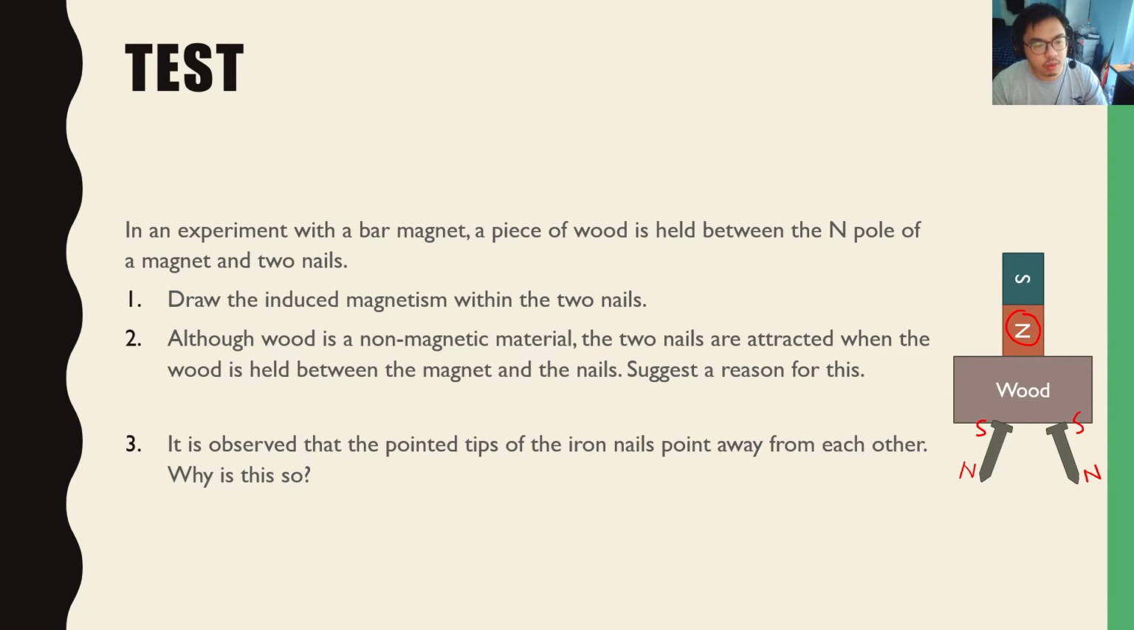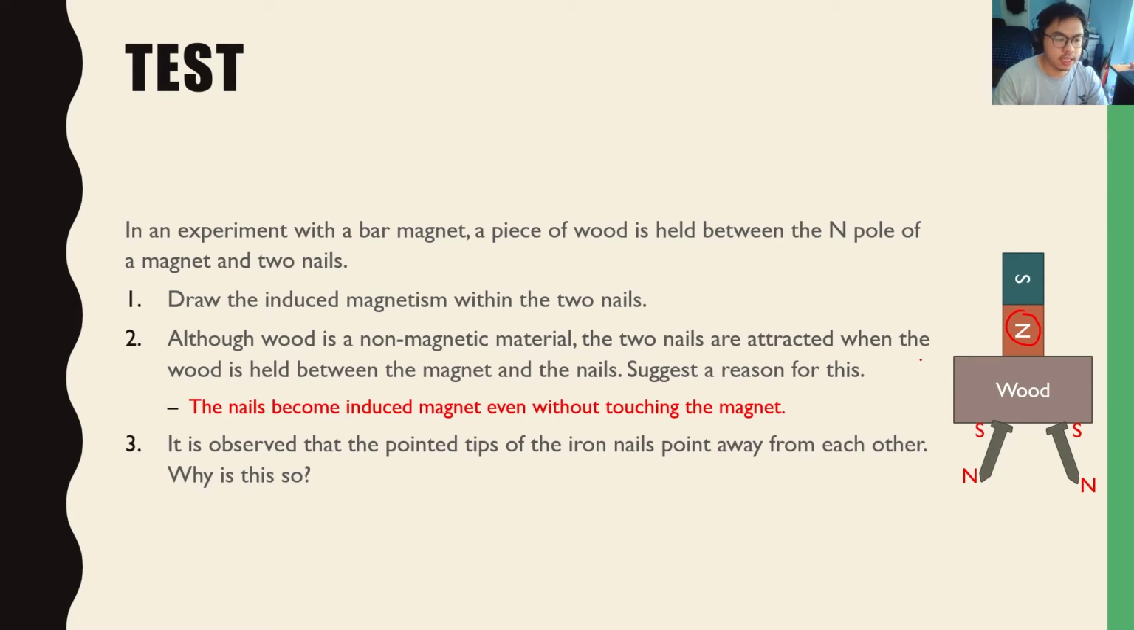Number two, although wood is a non-magnetic material, the two nails are attracted when the wood is held between the magnet and the nails. Suggest a reason for this. So even though the wood is between the nails and the magnet, the attraction still happens. The magnet is still able to induce magnetism in the two nails. So the reason is that the nails become induced even without touching the magnet.